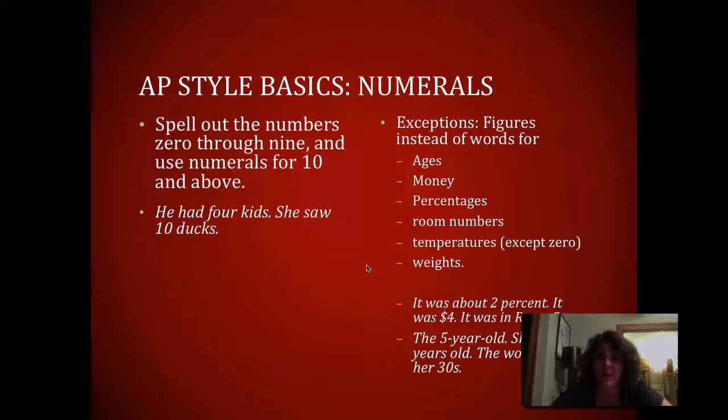However, AP style has a lot of variations on that rule, and the exceptions involve things like ages, always numerals, money, always numerals, percentage, always numerals, room numbers, temperatures, weights, addresses. These things are always numerals no matter what the number might be. So here's some examples. It was about 2%, it was $4, it was in room 3, etc. You can see no matter the size of the number, we always use a numeral.